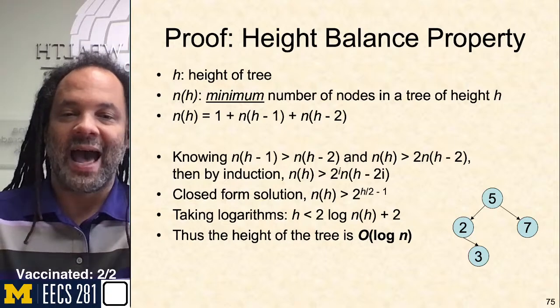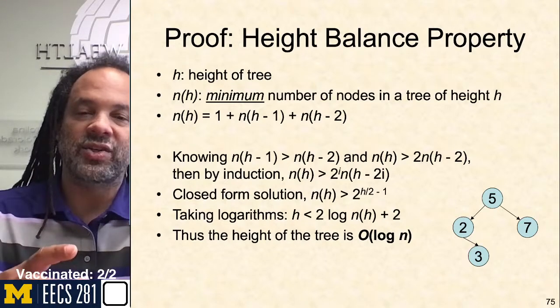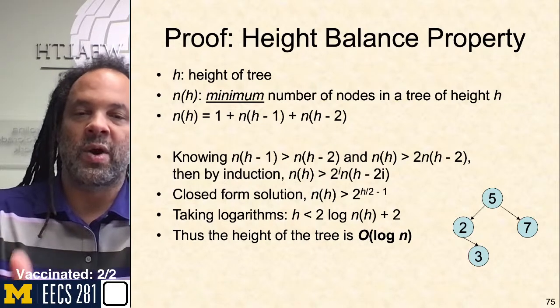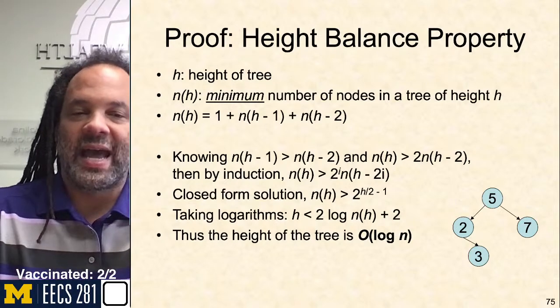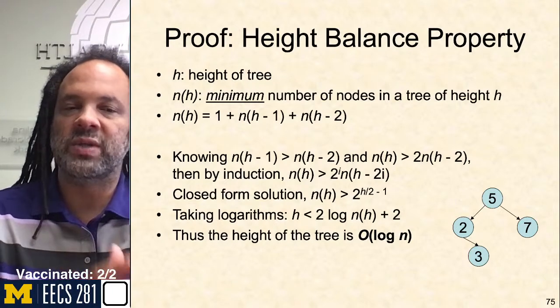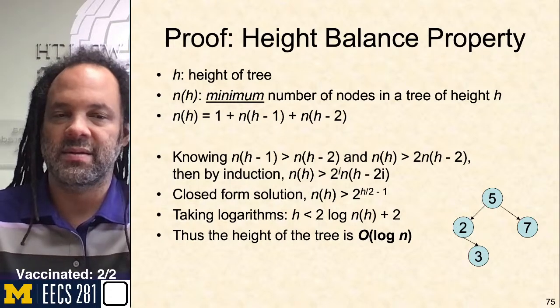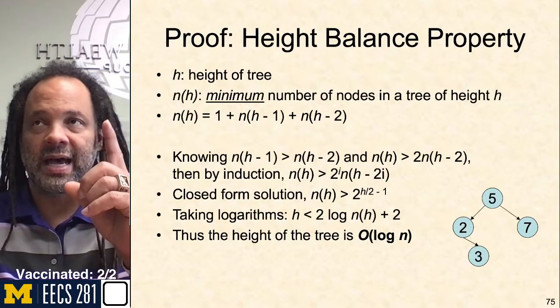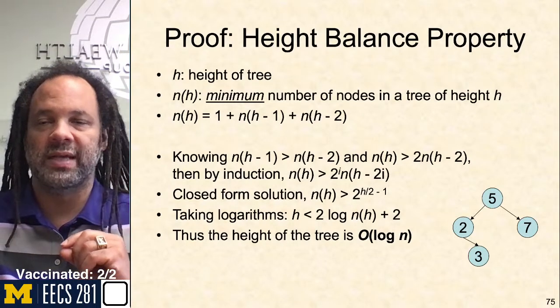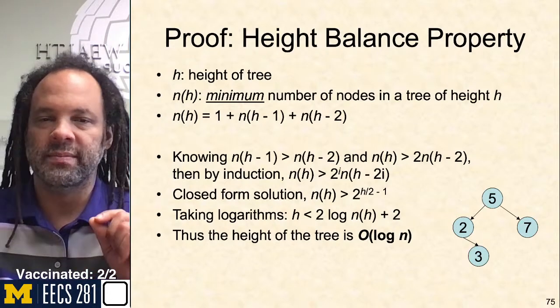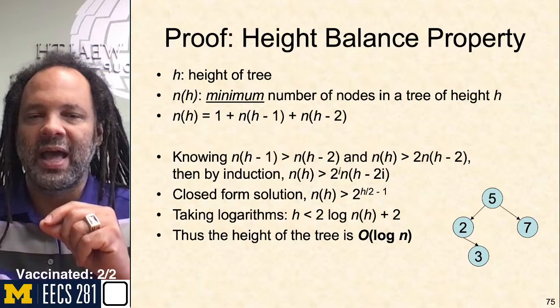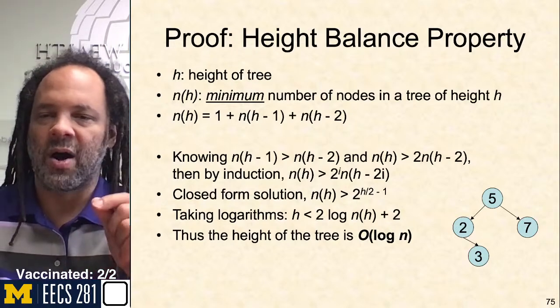In that case, I can say that because n of h is the sum of n of h minus 1 and n of h minus 2 and 1, n of h has to be greater than 2 times the small side. Okay? Small side has fewer items than tall side. Total is small plus tall plus 1. So I can say total has to be greater than small plus small.